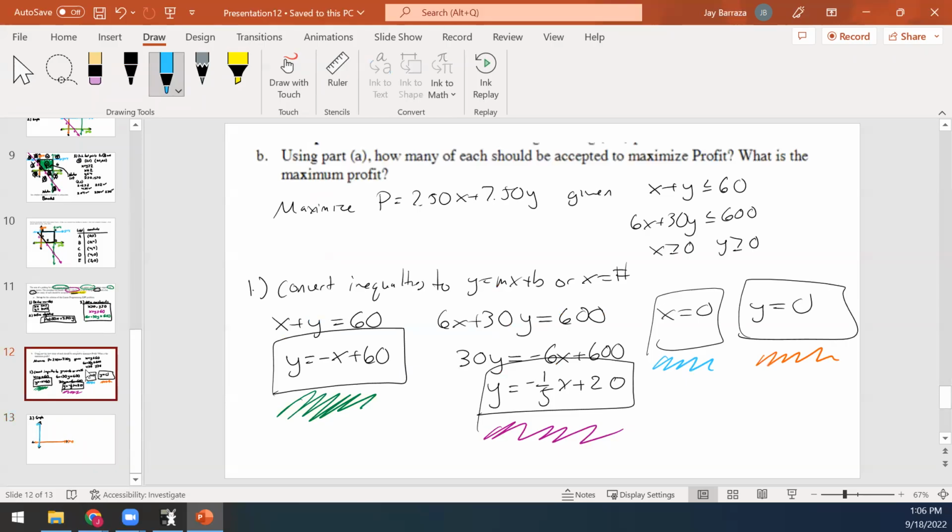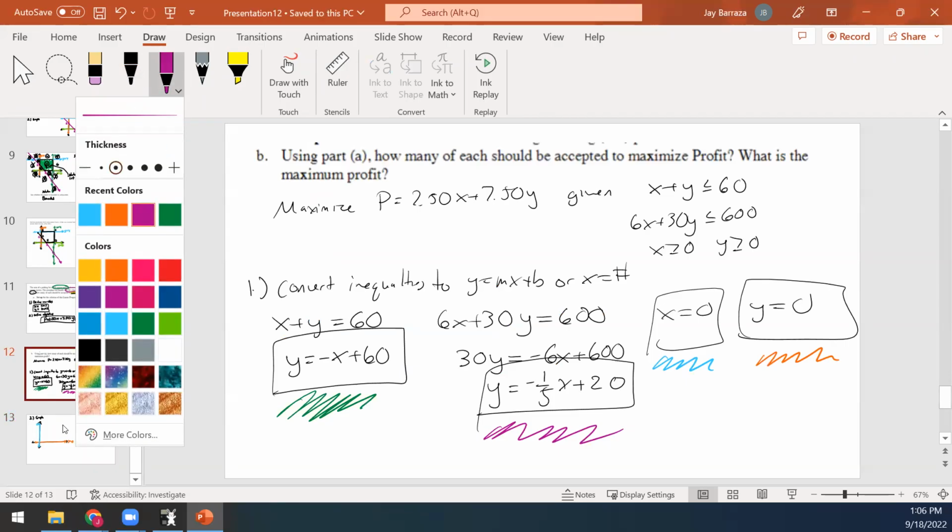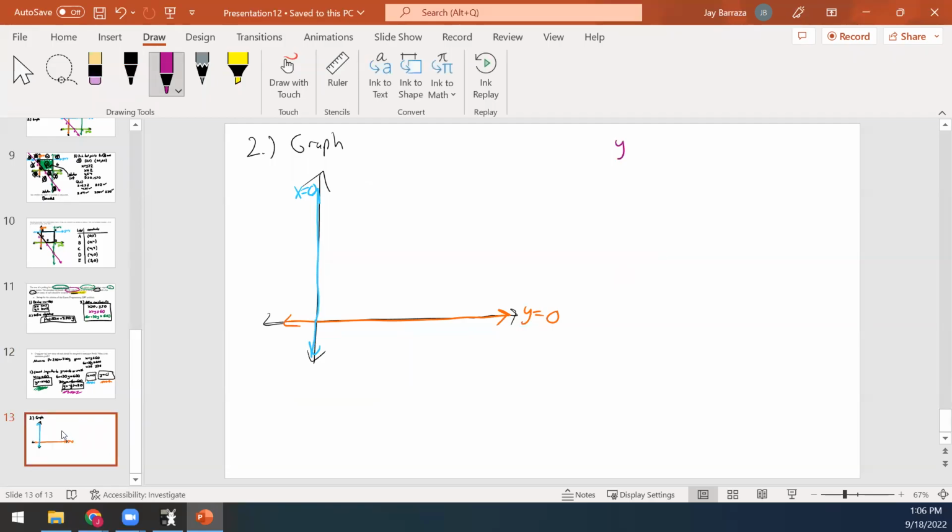The purple line is negative 1/5 X plus 20. So Y equals negative 1/5 X plus 20. That means I'm going to be at 20 right here. Now I'm going to go down 1 over 5, down 1 over 5, and I'm going to keep doing that. And so basically I just draw a line.